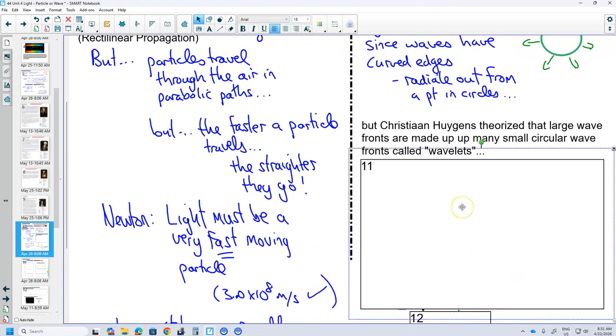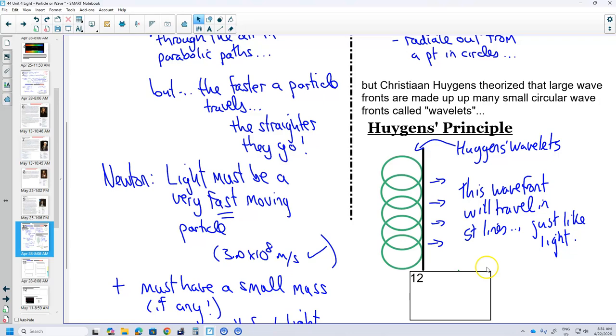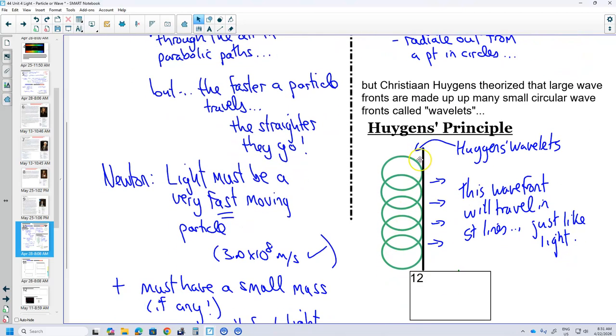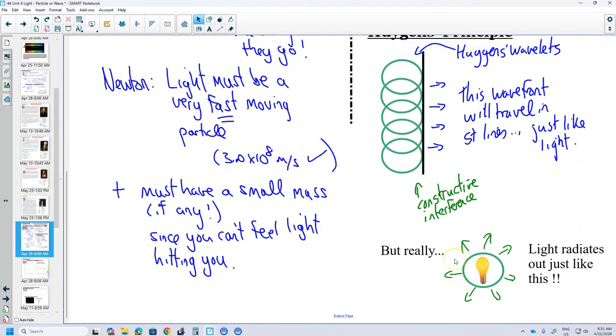So anyways, Huygens though, came back with this idea of these wavelets that we think of as ripples in a pond. If a whole bunch of them all line up in a row, you get this straight wave front, and that could be like a pulse or that's the traveling in a straight line idea. So, from the grade 11 course, this would be constructive interference along the front.